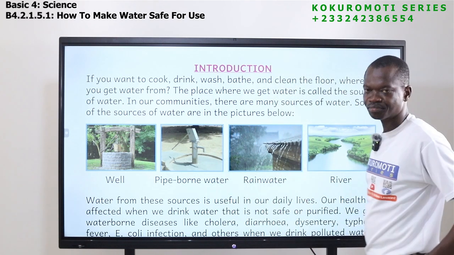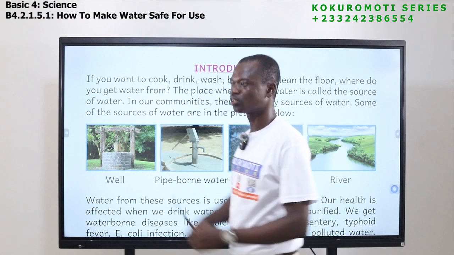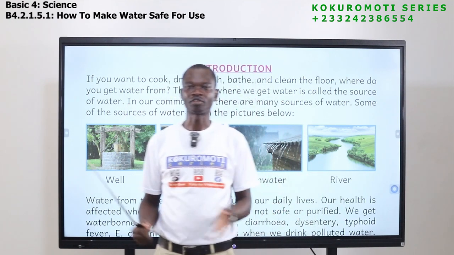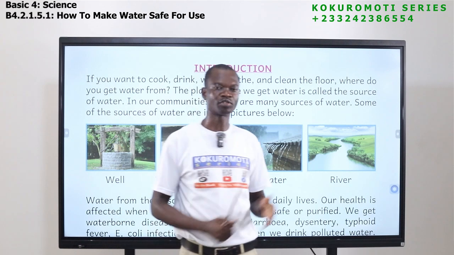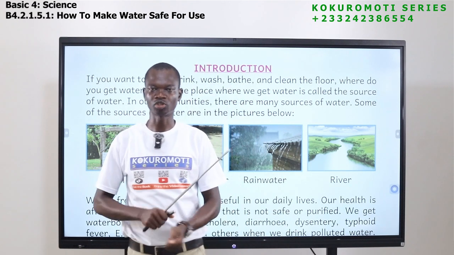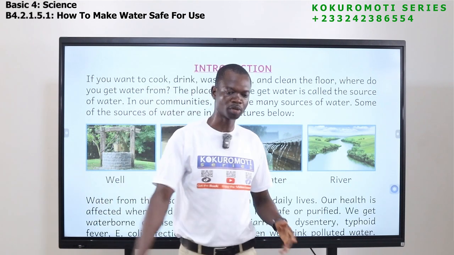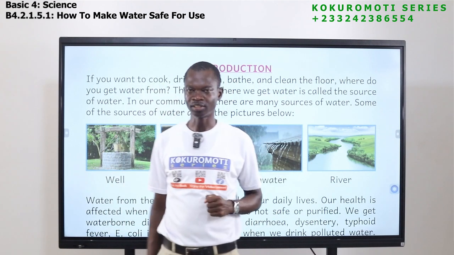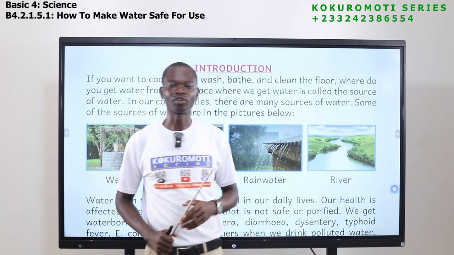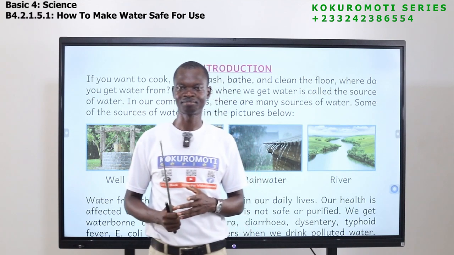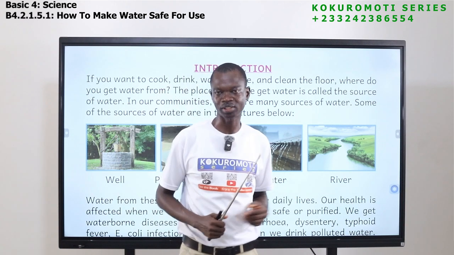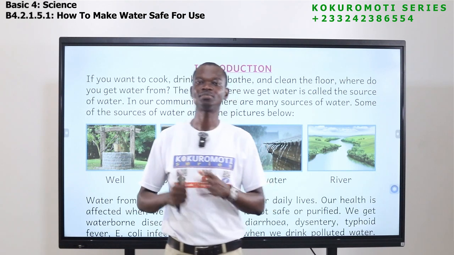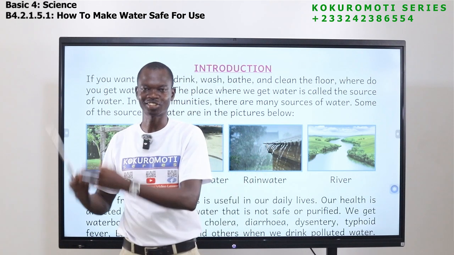So yes, we use water in the house to do so many things. We use water for bathing. We use water for cooking food. We use water for washing. We use water for mopping the floor. We use water for drinking. We use water for doing so many things. But where do we get water? The places where we get water from are called sources of water.